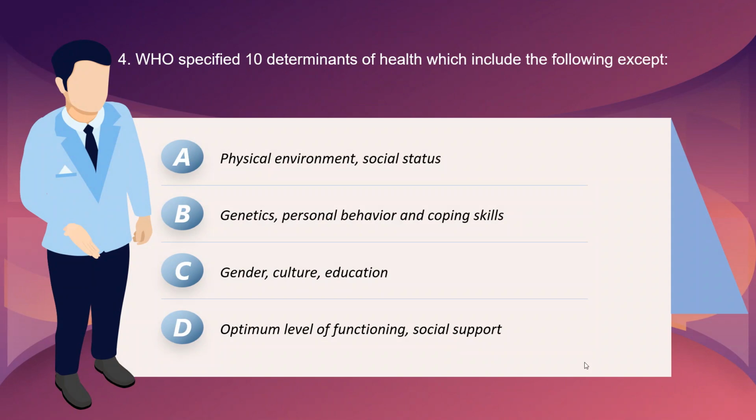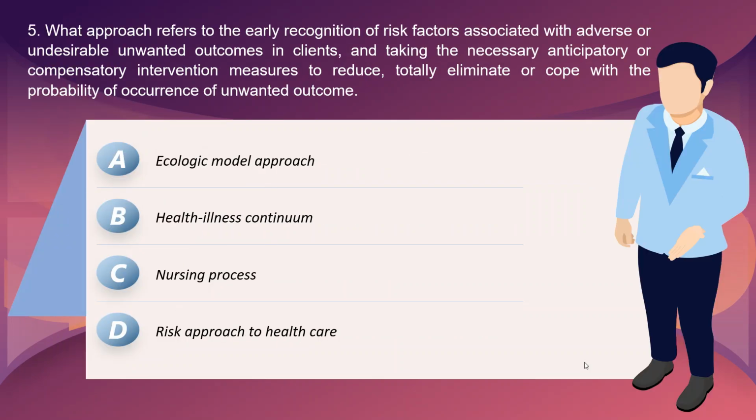On the other hand, what is wrong here is the optimum level of functioning, because that is considered to be the outcome of community health nursing, and at the same time the outcome of public health nursing. So number four, the best answer here is letter D, optimum level of functioning. Social support is part, but of course, what makes the statement wrong is the optimum level of functioning. Answer for number four is letter D.